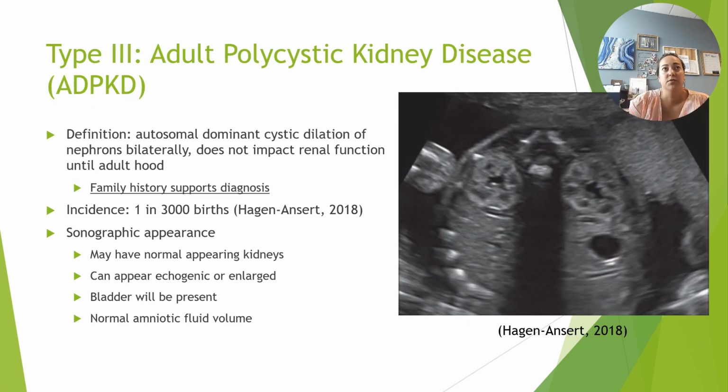Type 3 is adult polycystic kidney disease, and this is autosomal dominant cystic dilation of the nephrons. This is seen bilaterally, and this actually does not have any impact on renal function in fetal life, and usually presents more in adulthood. So typically, if this is something that we're looking for, it's because there's some family history. Incidence is 1 in 3,000 births. On ultrasound, we may see normal kidneys and it really is not detectable in fetal life. However, if we do identify it, the kidneys may appear a little bit more echogenic or enlarged. The bladder will be present since it does not impact renal function, and we should see normal amniotic fluid.